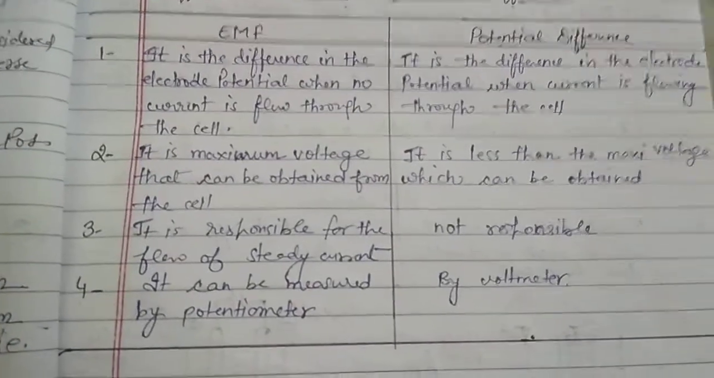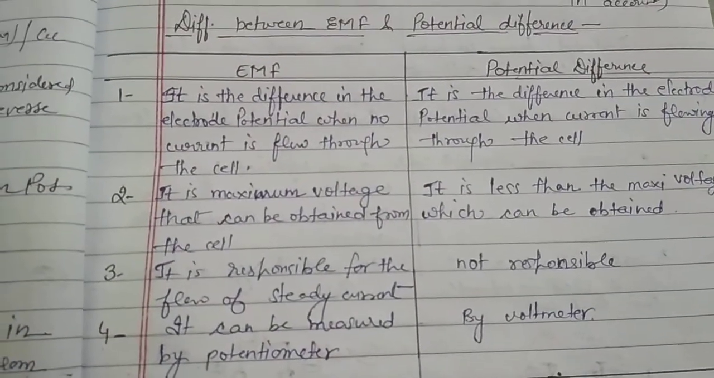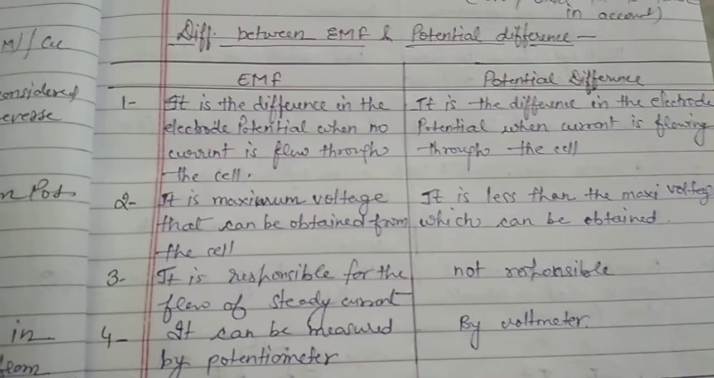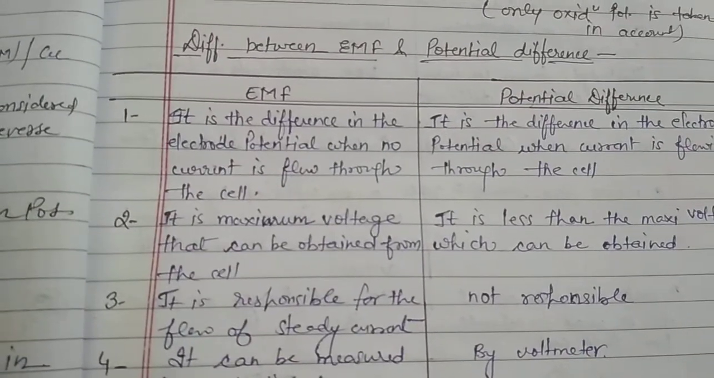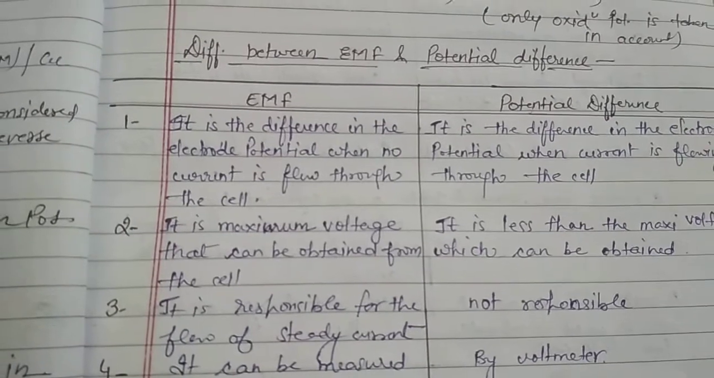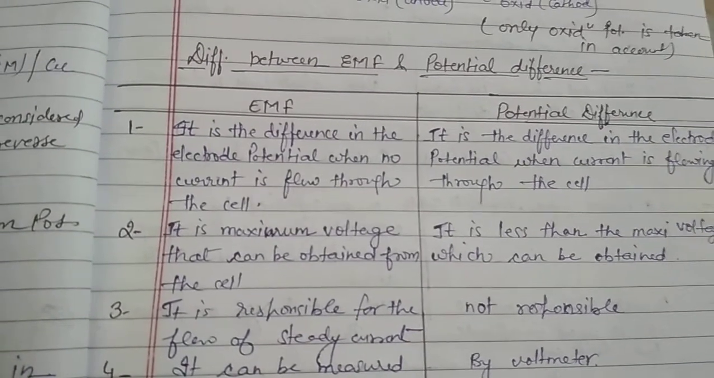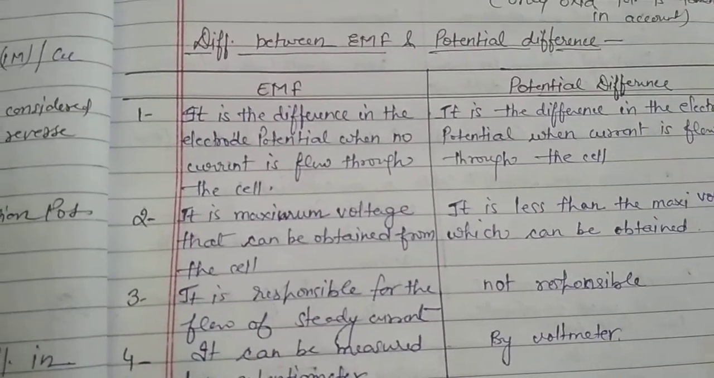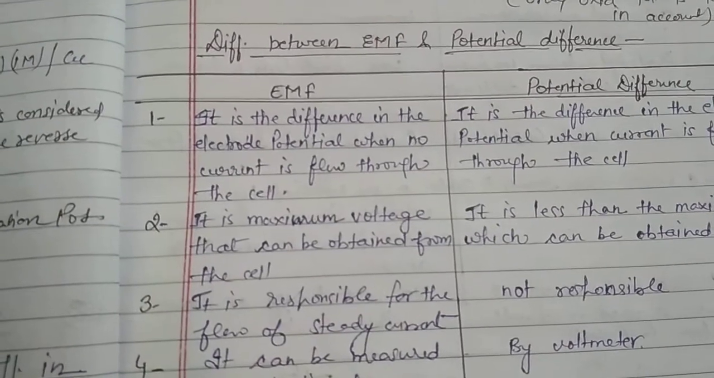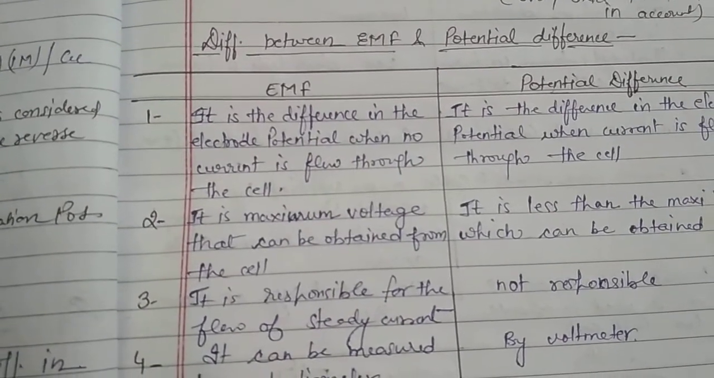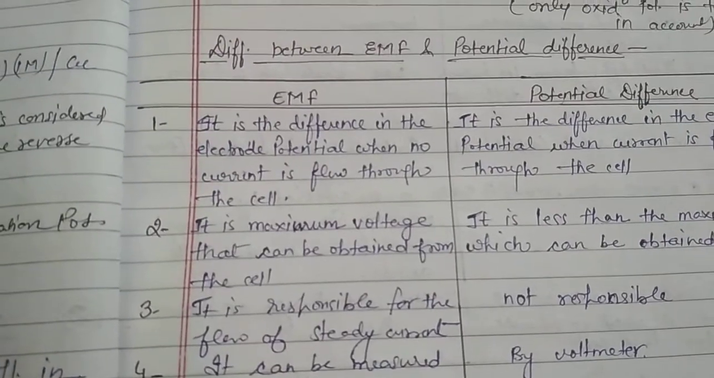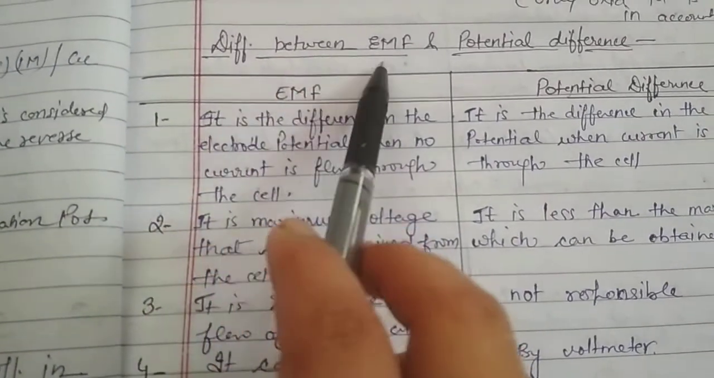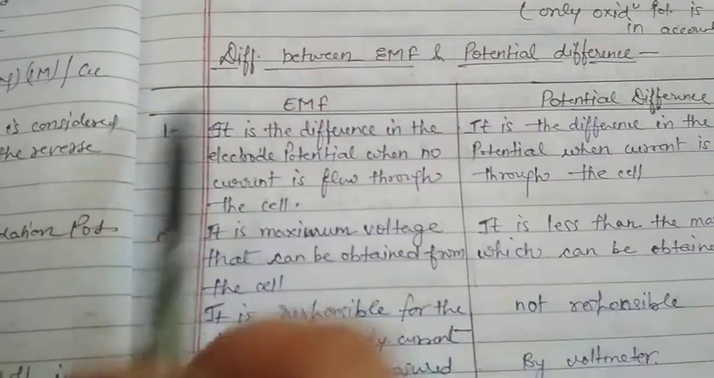Students, yesterday we learnt how to determine the standard reduction potential of a particular electrode with respect to the standard hydrogen electrode. We discussed the EMF of a galvanic cell, and we learnt how to calculate the E0 cell with the help of the reduction potentials given. Now let's see the difference between EMF and potential difference.